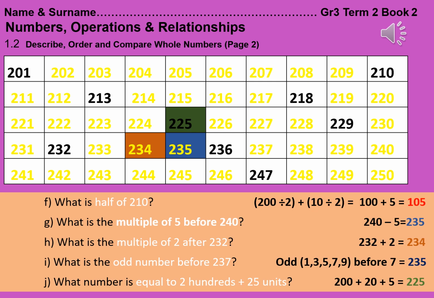Okay, number operations and relations. Let's look at number F to J. Now, what is half of 210? When you see the word half, you know that you need to divide by 2.